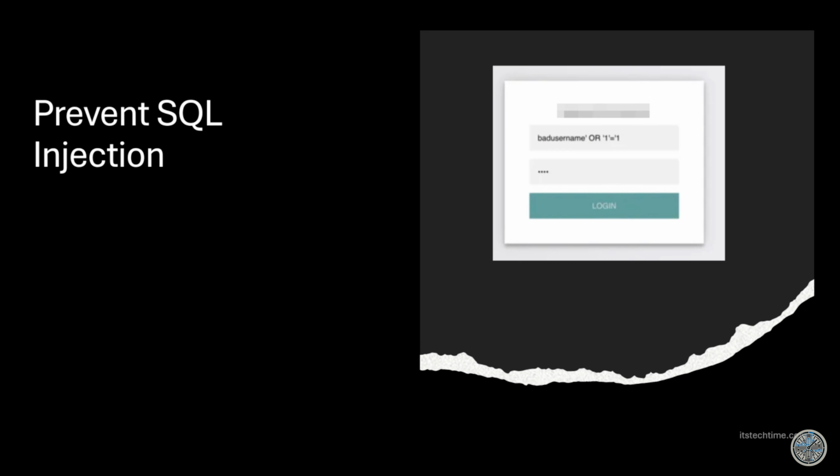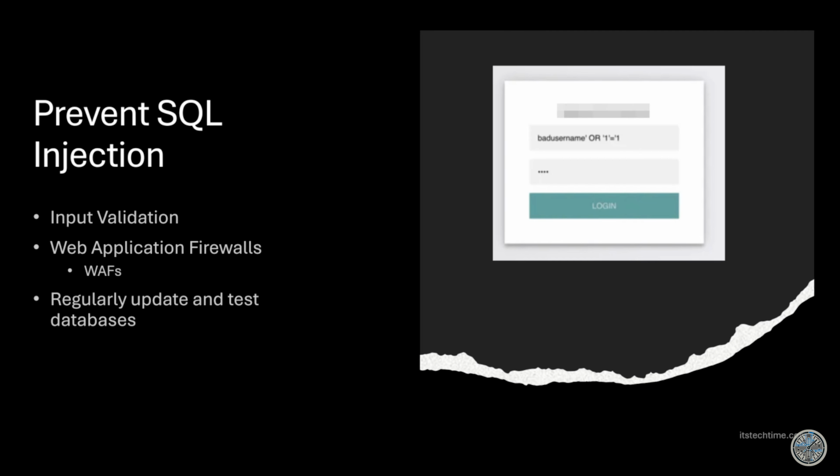Some ways you can prevent an SQL injection attack is to use input validation and parameterize your queries. You can employ web application firewalls, and you can regularly update and test your database for vulnerabilities.